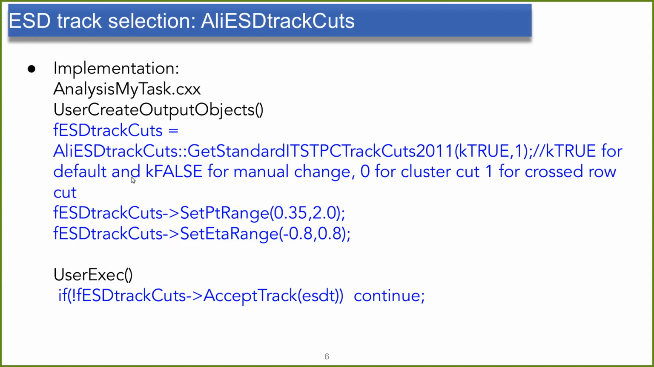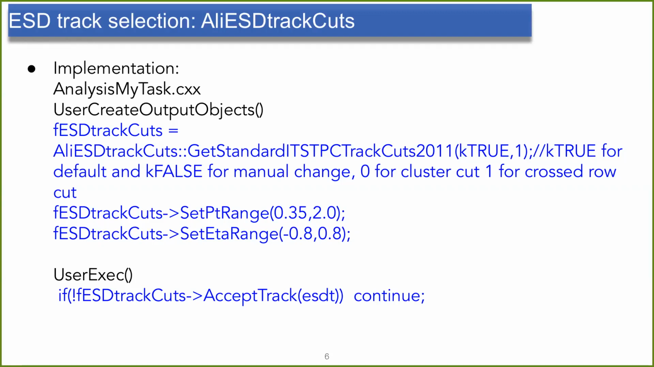For example, here I show how one can define it. We can see that we have the object fESDtrackCuts. Then I just call the GetStandardITSTPCTrackCuts2011 from this class, which has two arguments. The first argument gives you the handle to control the track cuts. It means if you use kTRUE, then it will use some default track cuts, and if you use kFALSE, then you can manually change those track cuts.